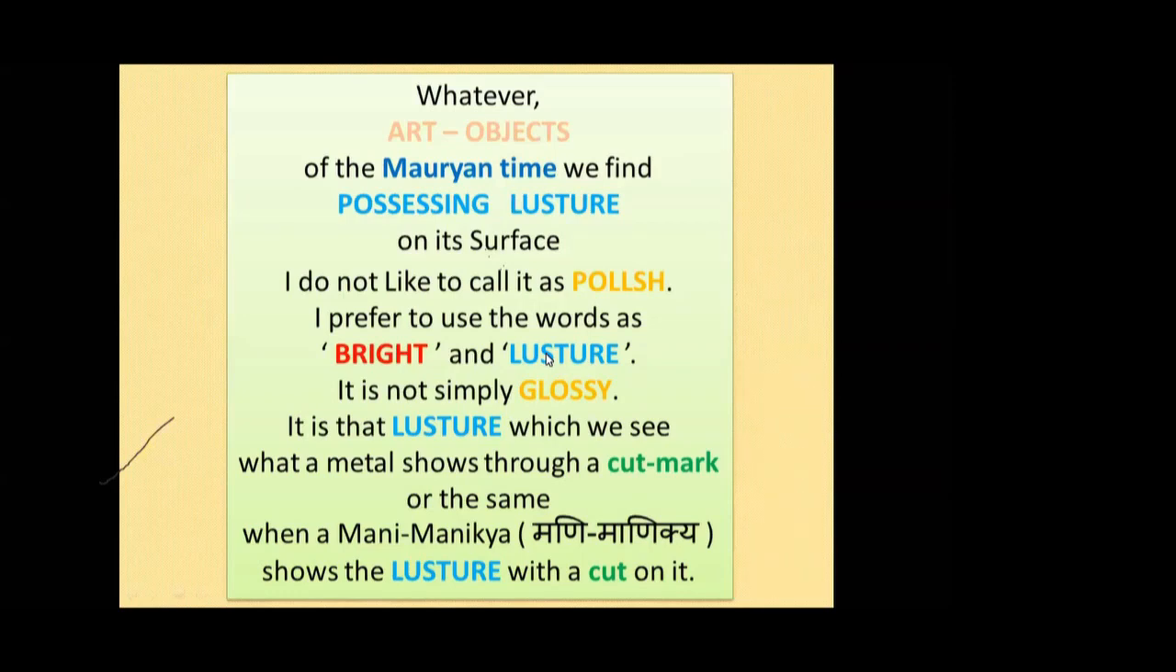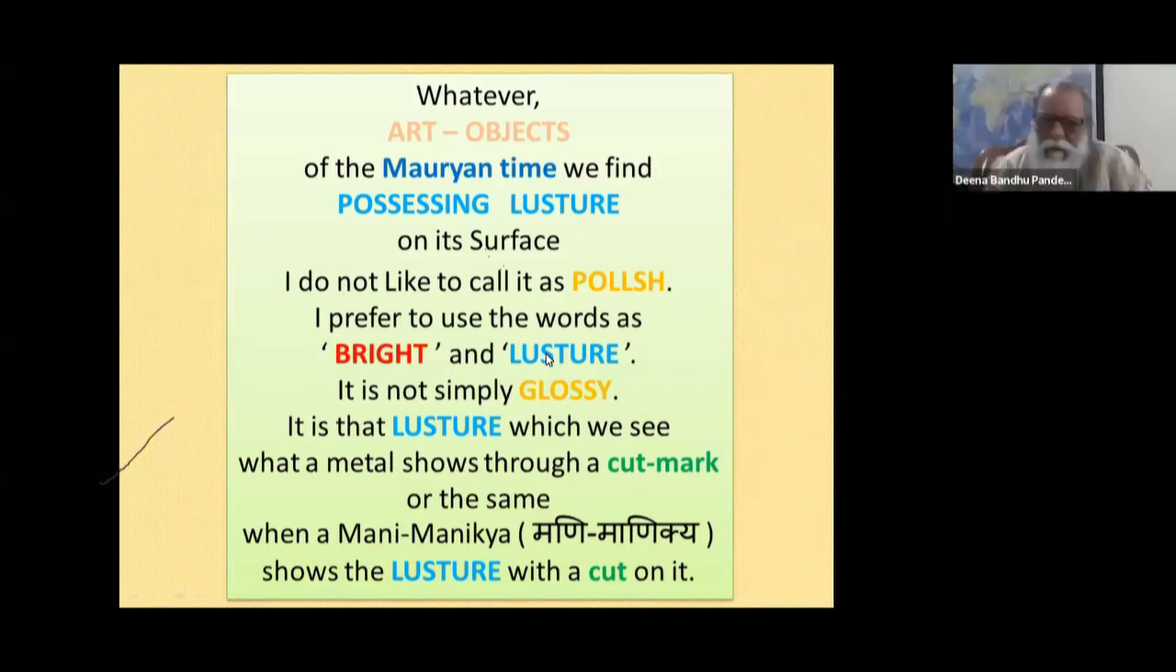Okay. Now, she has said newly. So, just you see, whatever is Mauryan art, object, art and architecture, sculpture, etc. It possesses luster on its surface, but it is called polish, which I don't like. I prefer to use the words brightness, luster. It is not simply gloss.